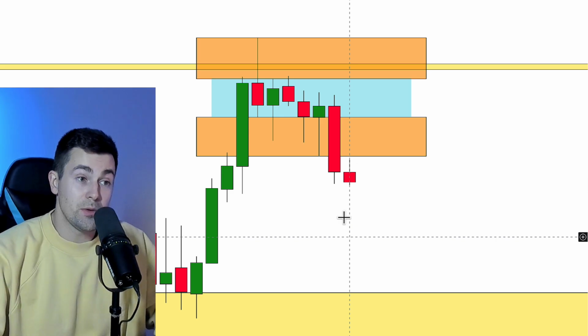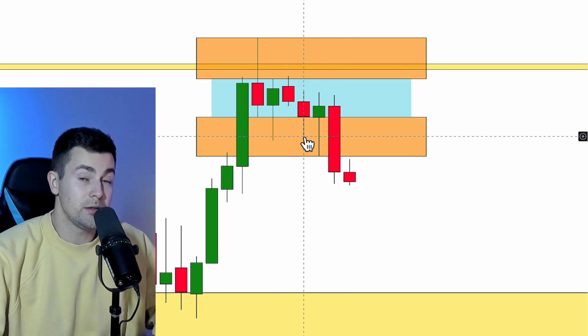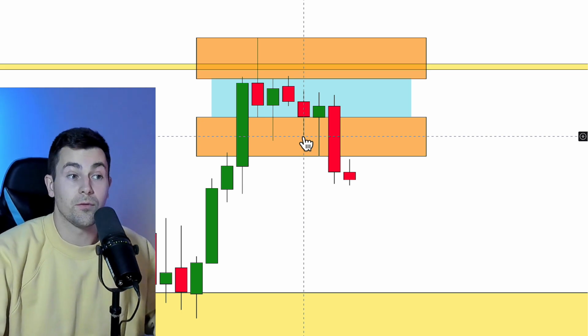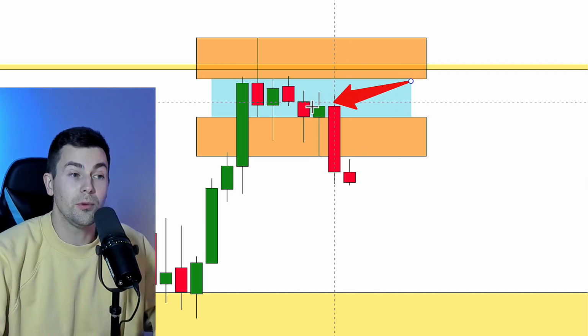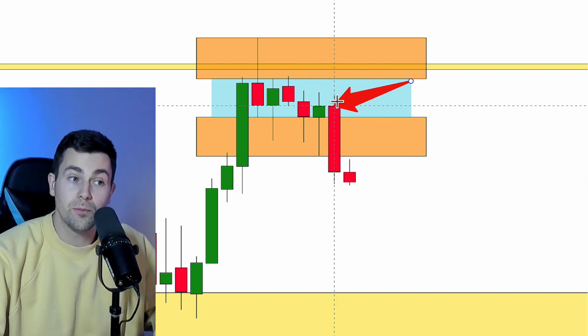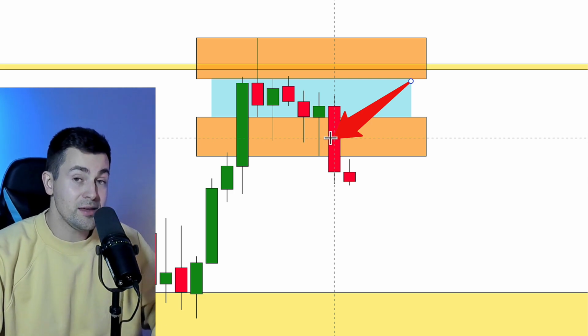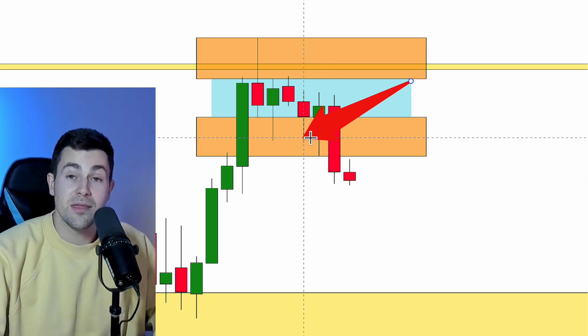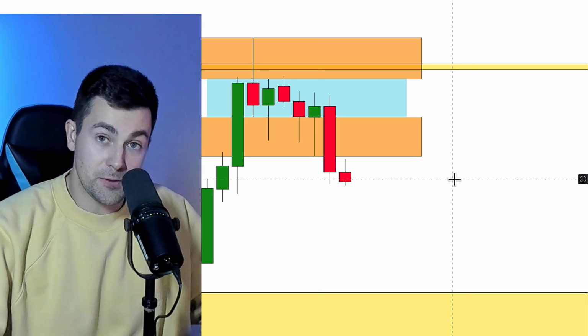Why is that range so important? Because the support of the range is the area, the zone from where buyers are still willing to buy. You can see that multiple times from that orange support, the price went up, signifying the buying interest within that orange area. So what is our confirmation then?